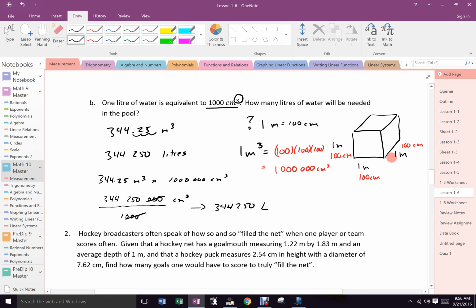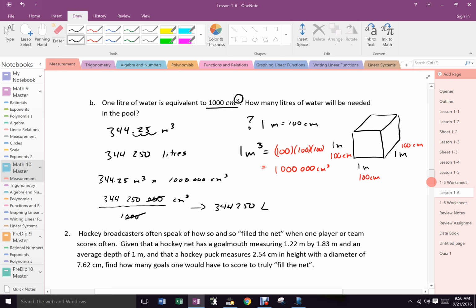The conversions you have are only for straight lines. Okay? If you need to convert surface area or volume, you need to remember surface area has how many straight lines? 2, length and width. Volume has how many straight lines? 3, length, width, and depth. And all 3 need to be converted. Is everybody good?